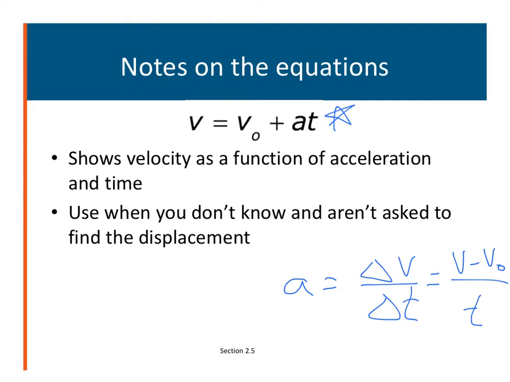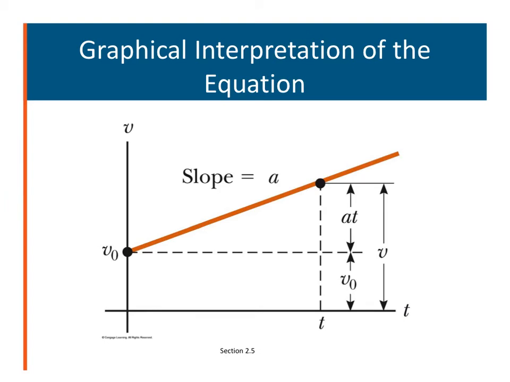This gives us our final velocity in terms of some initial velocity and the uniform acceleration and the time that it takes. We can confirm this equation graphically by looking at a linear function on a velocity versus time graph. And remember, the slope of a velocity versus time graph is acceleration, because acceleration is equal to the change in velocity over the change in time.